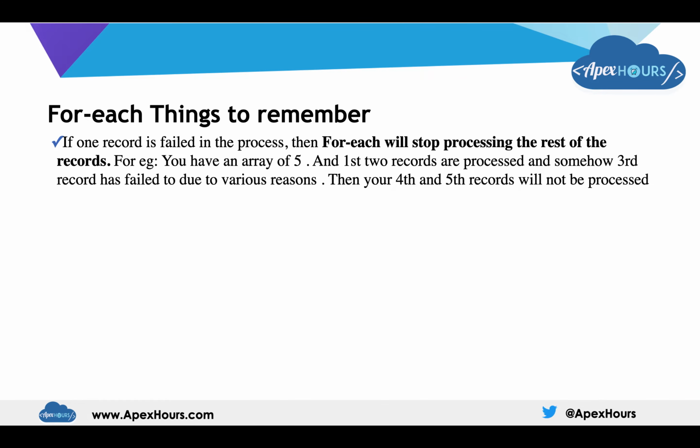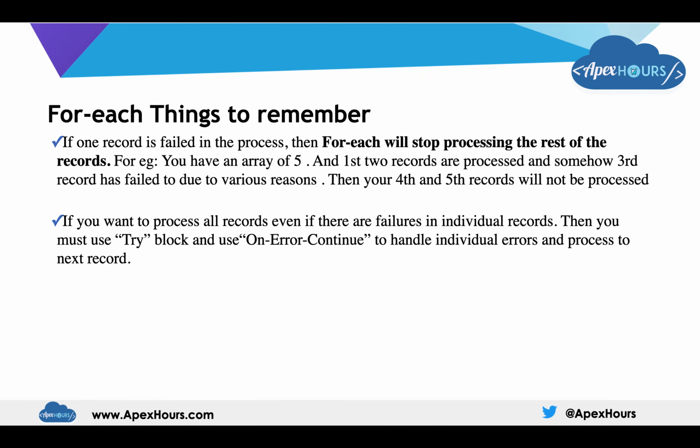Next, this is really important again. If one of the records failed in the process, then for each loop will stop processing the rest of the records. For example, you have an array of 5 records, and the first 2 records are processed successfully. Somehow the third record is failing due to various reasons. Then your fourth and fifth record will not be processed. This is the behavior of for each by default without configuring anything. But if you still want the fourth and fifth record to be processed, then what you have to do? This is what you need to do. You must put everything in try and on error continue. Whatever components you are keeping within for each, you have to keep within try and on error continue.